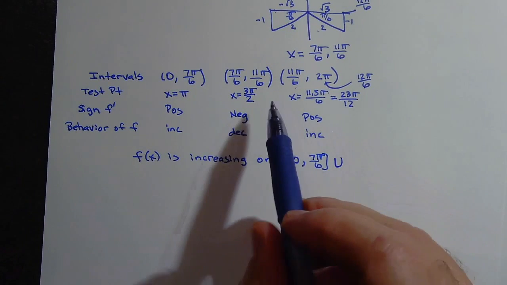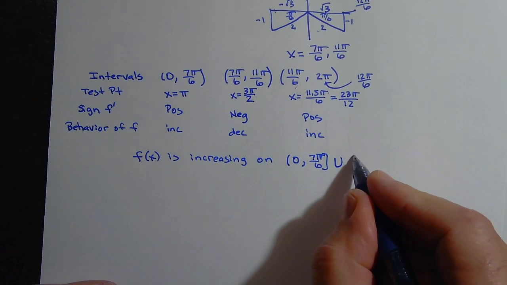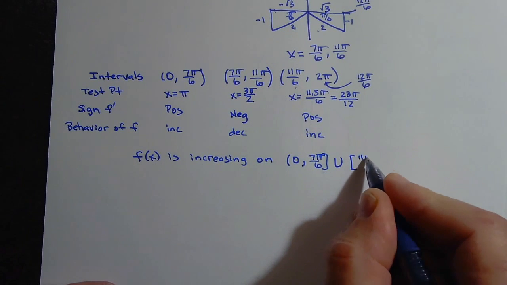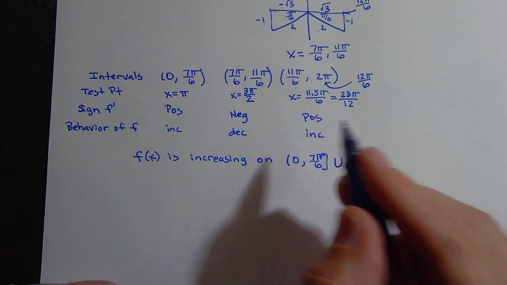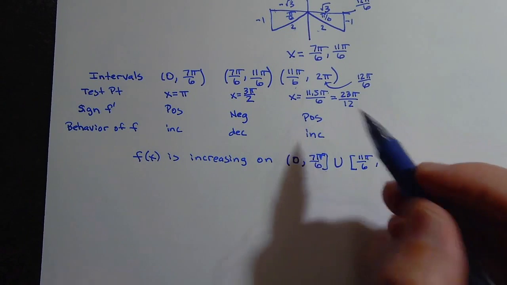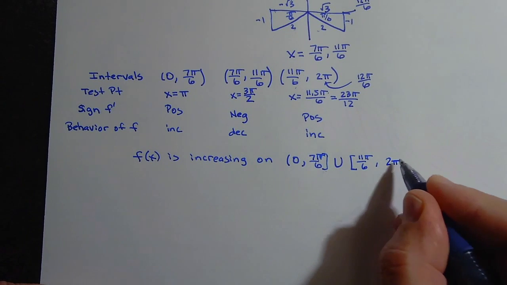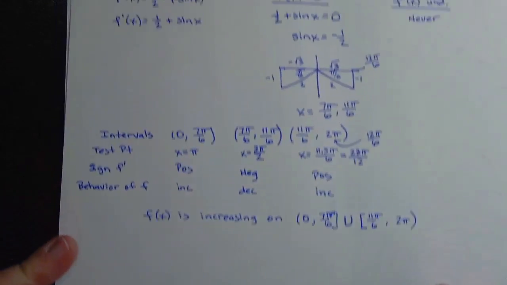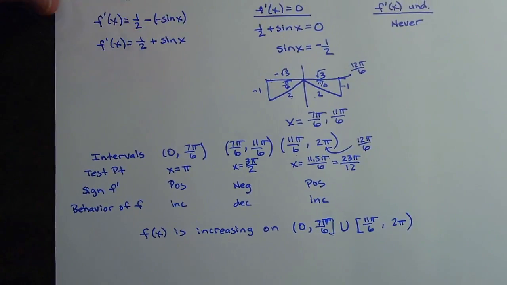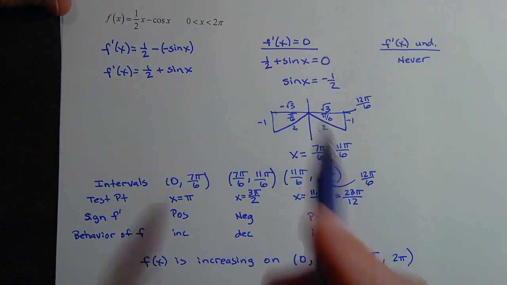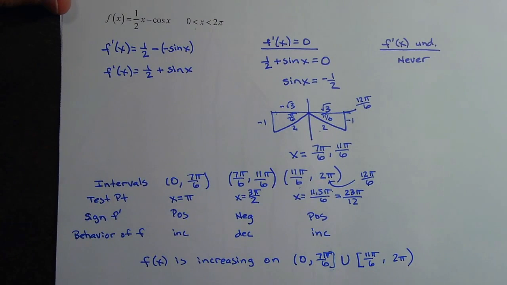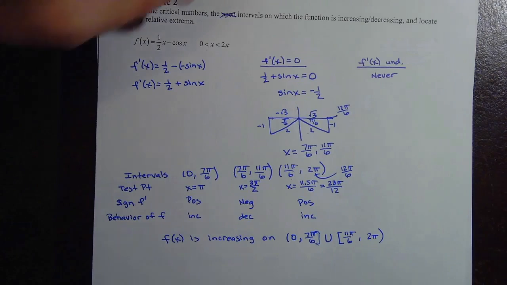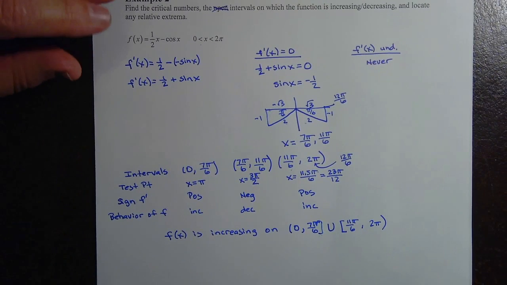And then it starts up again at the 11 pi over 6 that we would include, because that's where it starts to increase, all right? And then to 2 pi. And once again, we wouldn't include 2 pi because it's not included in our domain at the very top. Okay, so it's not included up here, okay? I'm gonna zoom out a little bit so I don't have to slide it up as much, okay?